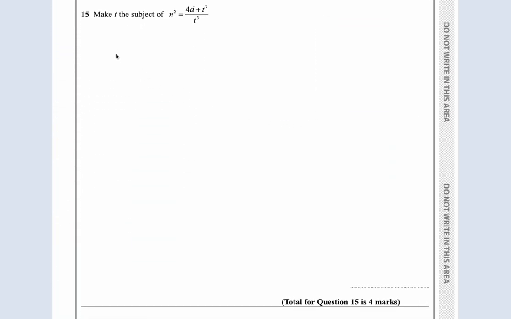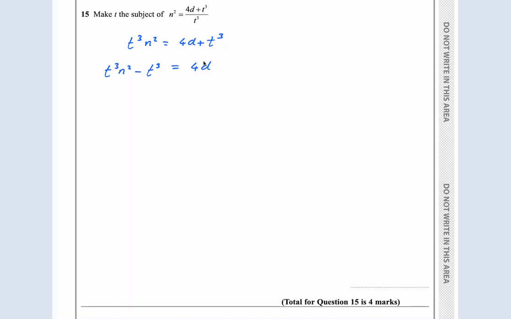Okay, question 15. Make t the subject. First step, guys, definitely I want to get rid of this t cubed down here. How do I get rid of a denominator? Well, I multiply by that denominator. So it's t cubed times n squared equals 4d plus t cubed. This t cubed is gone because I've multiplied across. Then I get all the terms with t cubed in it on the left, which is t cubed n squared, minus the t cubed, subtracted to the other side, is equal to 4d.